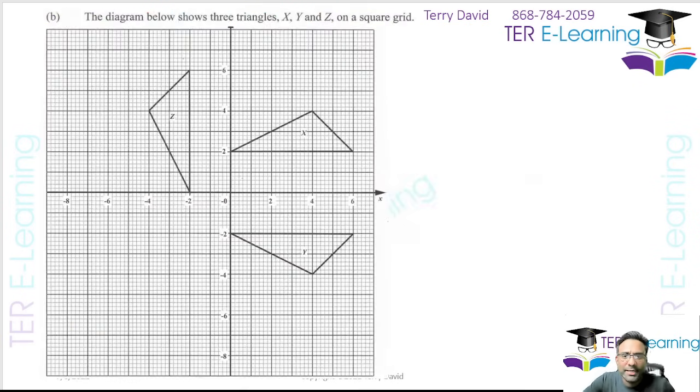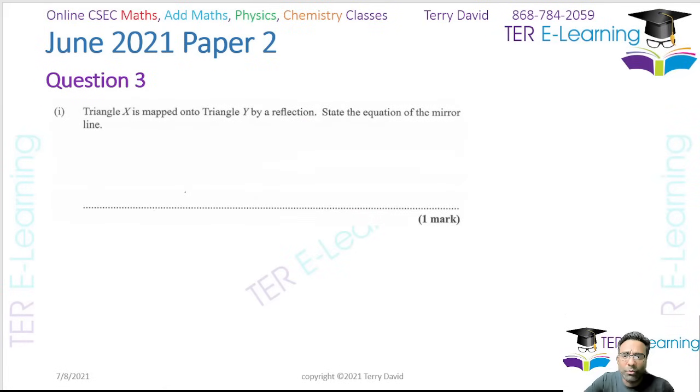Now let's look at this question here. So this is a transformation question. The diagram below shows three triangles, X, Y, and Z on the grid. So we have some triangles here. They all look identical to me, so they are all congruent triangles. Now, let's see what we have here. They said triangle X is mapped onto triangle Y by a reflection. State the equation of the mirror line.